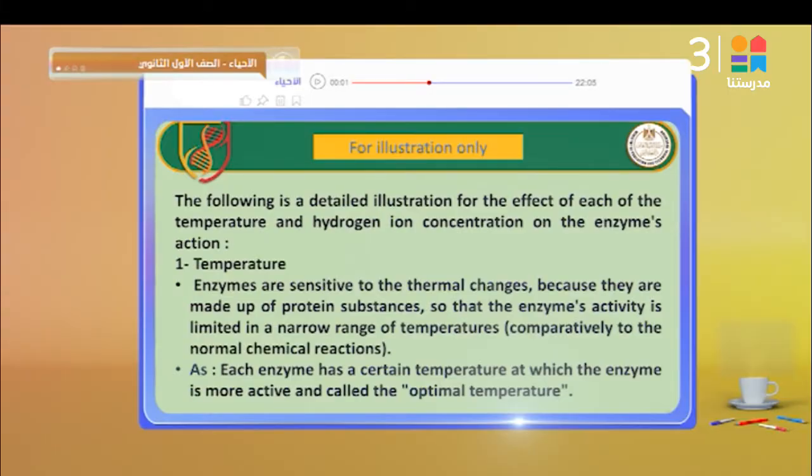That means that we can understand from the explanations that each enzyme has a range or optimal temperature. I think this is appropriate, 37, but scientists told us it's ranging between 37 and 40. Okay.